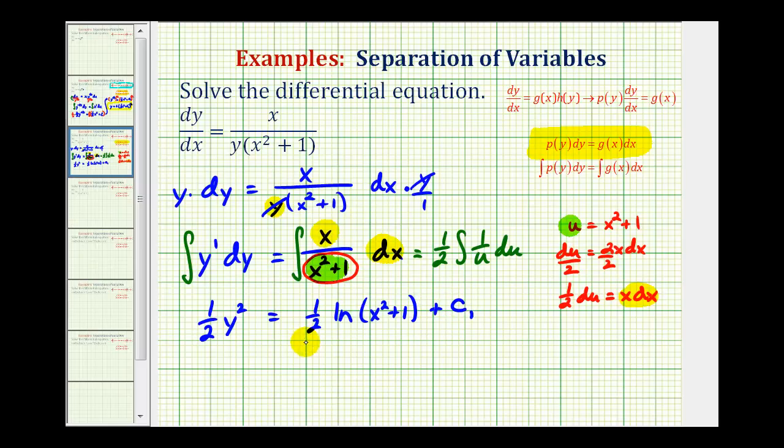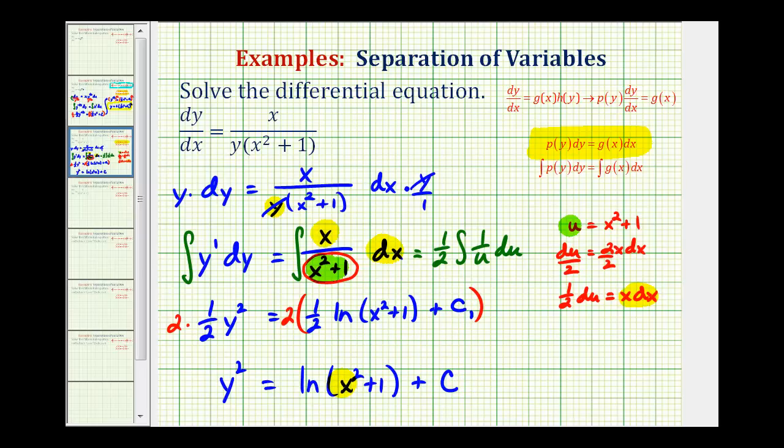Now we do want to solve this equation for y, so let's go ahead and eliminate these fractions by multiplying both sides of the equation by 2. So on the left side, we just have y squared equals, here we have to distribute, so we'd have natural log of x squared plus 1, and then we'd have plus 2 times c sub 1. We'll go ahead and let c equal 2 times c sub 1. Remember, 2 times c sub 1 is just another constant.